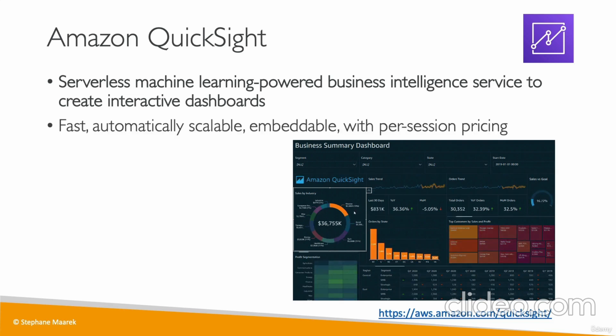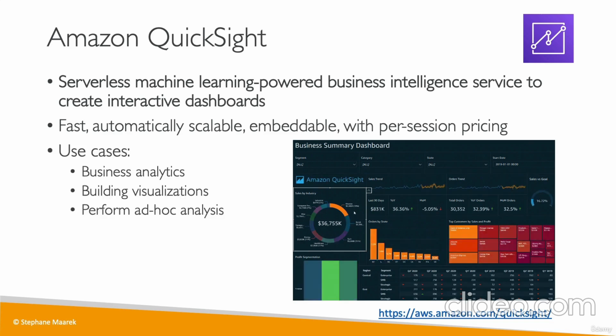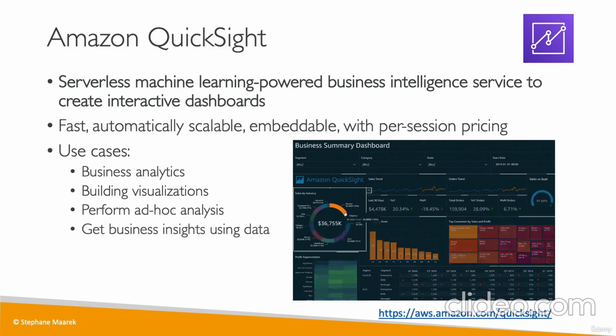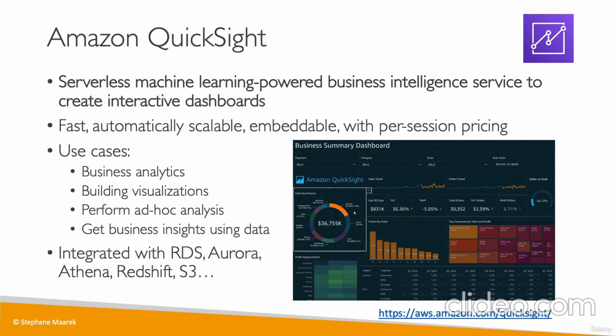So it's fast, it's automatically scalable, it's embeddable, and there's per session pricing, so you don't have to provision any servers. The use cases are business analytics, building visualizations, performing ad hoc analysis, get business insights using data. And in terms of integrations, there are so many, but for example, QuickSight can run on top of your RDS database. It can run on top of Aurora, Athena, Redshift, Amazon S3, and so on. So QuickSight is your go-to tool for BI in AWS.